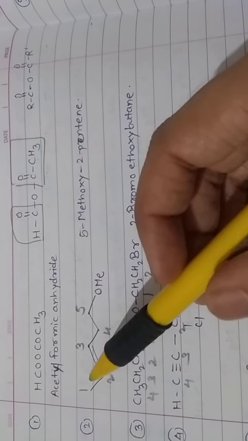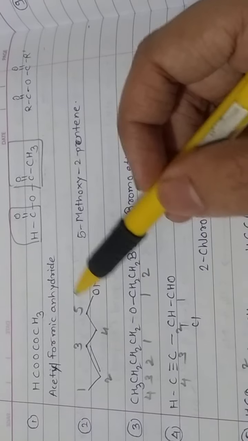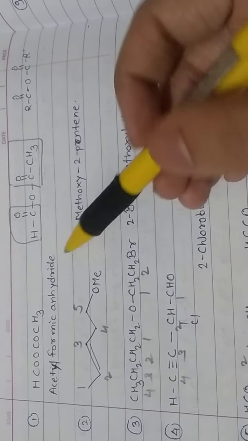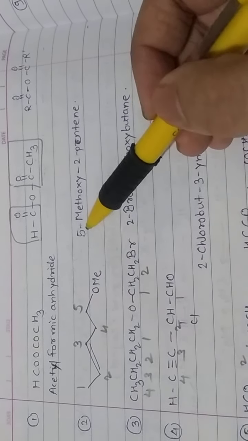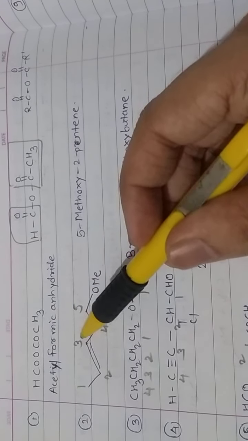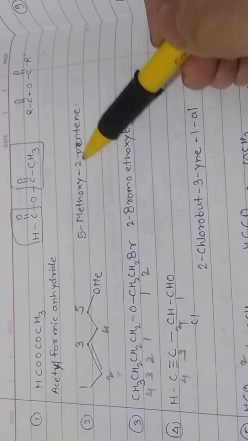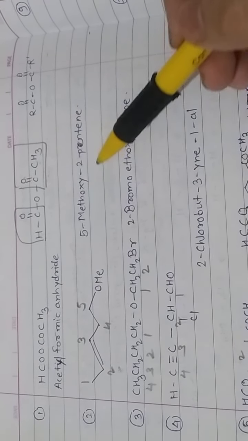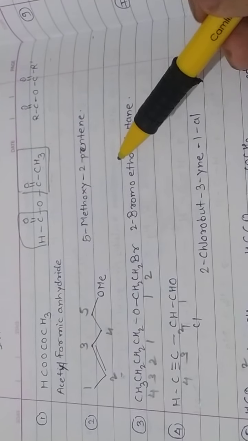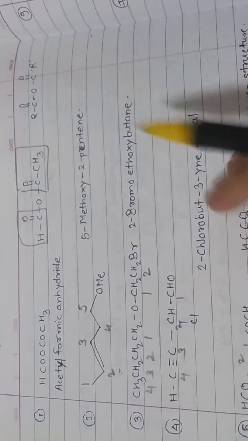Then second, so numbering is done. 5 carbons are there. In 5th carbon there is methoxy group, therefore 5 methoxy, and double bond is in between 2nd and 3rd carbon, so less number is preferred, therefore 2 pentene. So 5 methoxy 2 pentene, or we can say 5 methoxy pentene, both are correct.